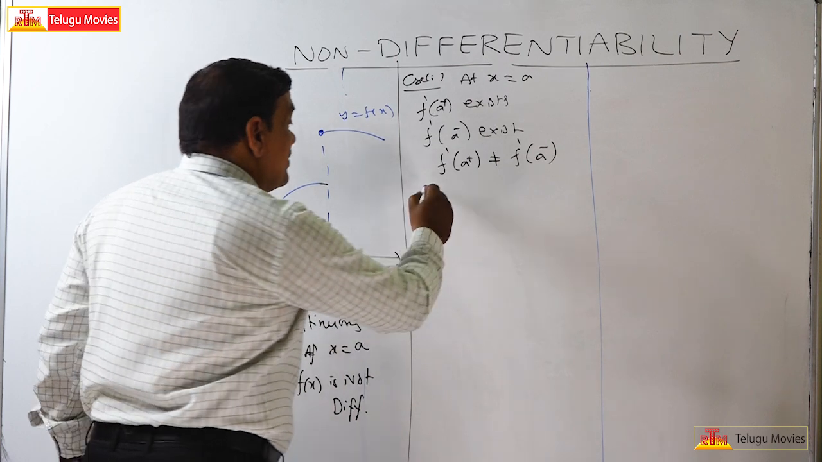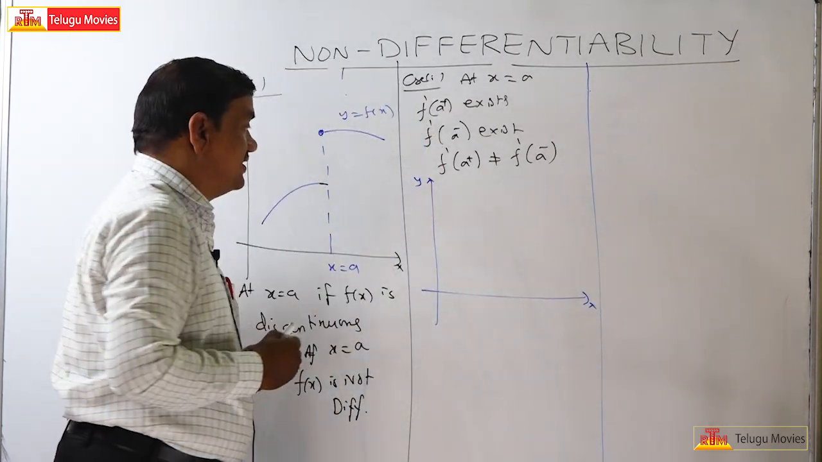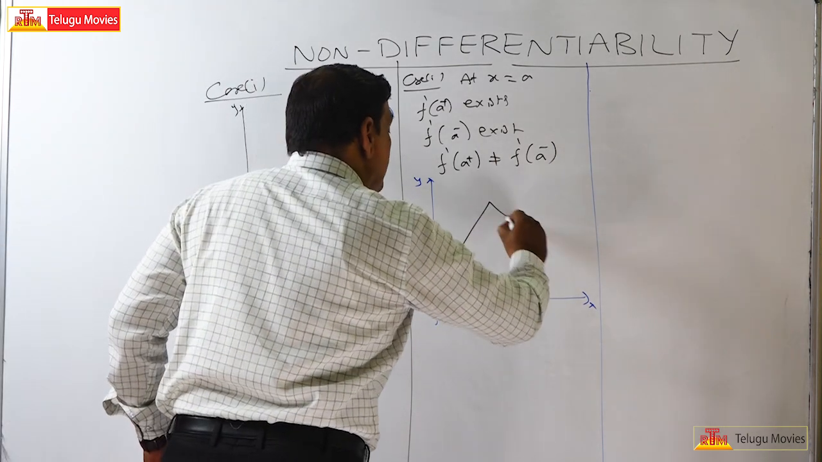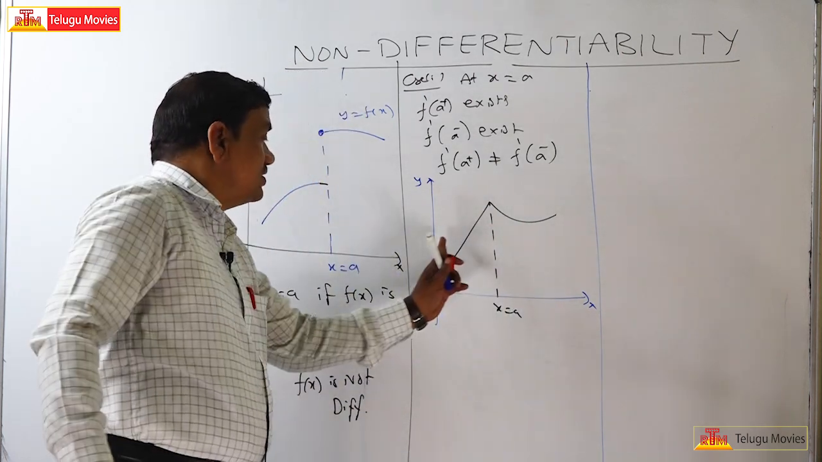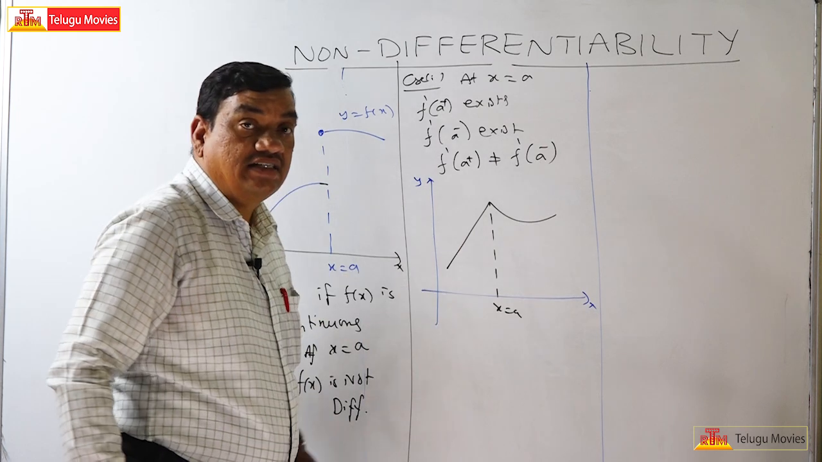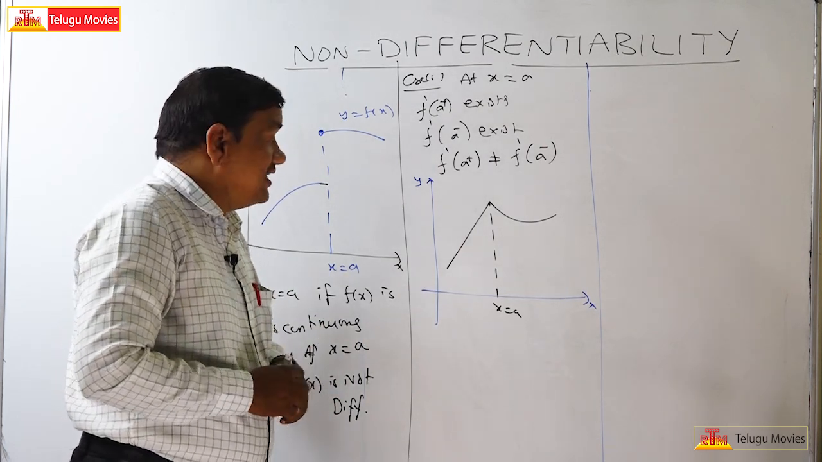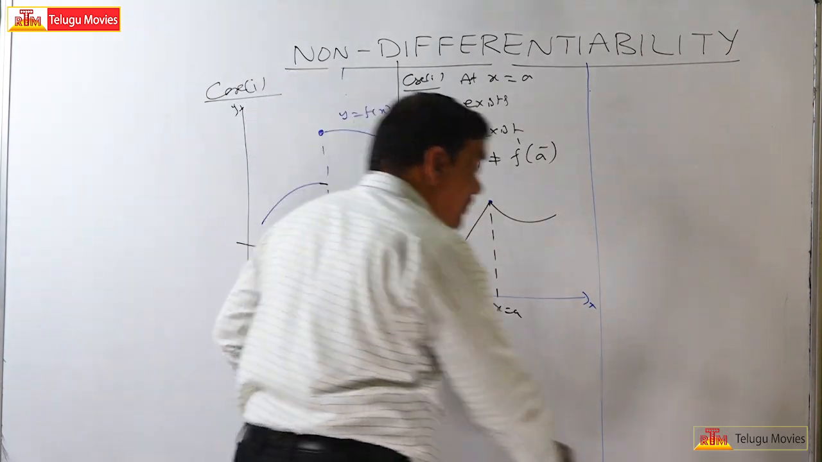In this case, I will draw a diagram. This is the x axis. In this case, we will have a sharp edge here, at x is equal to a. This is a left hand side derivative and a right hand side derivative; both exist but they are not equal. So at x is equal to a, we will have a sharp edge.